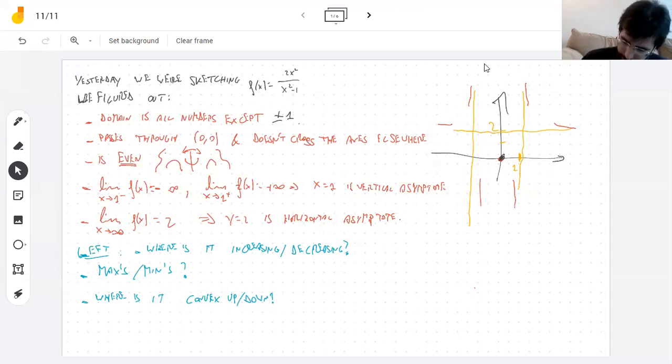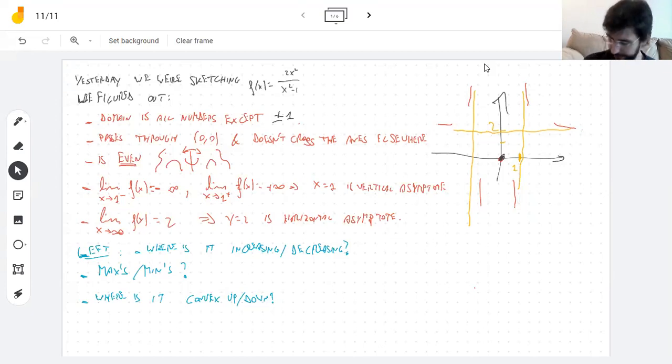If from the left it goes down and from the right it goes up on this side, then on the other side it's going to do the symmetrical thing. It goes up from the left and down from the right. We figured out the limit at infinity, which was 2, telling us it was a horizontal asymptote. This graph happens to not cross the asymptote, but do keep in mind that a graph crossing an asymptote can definitely happen.